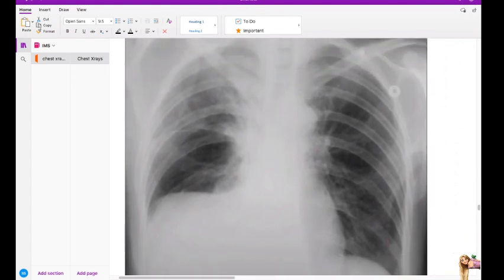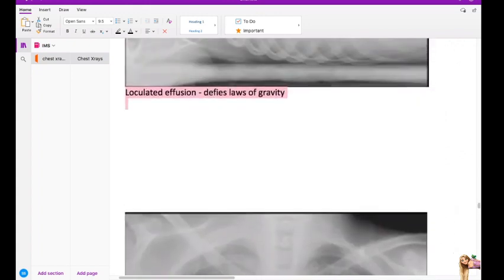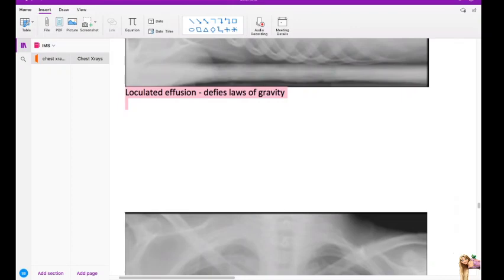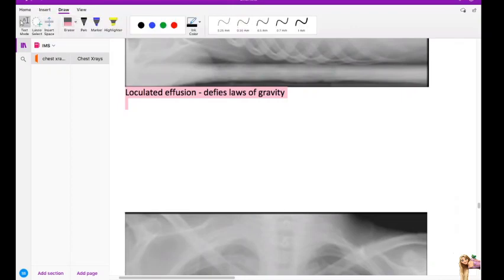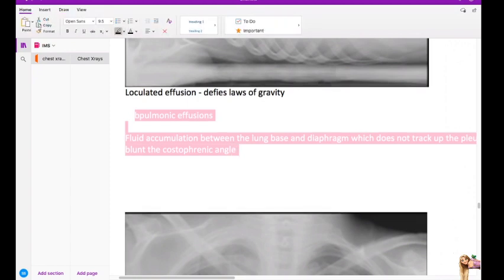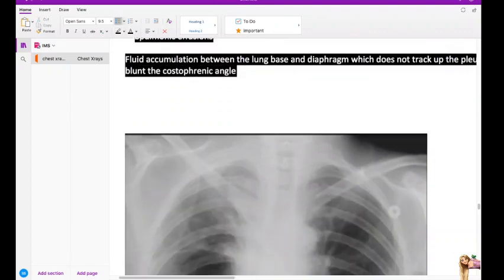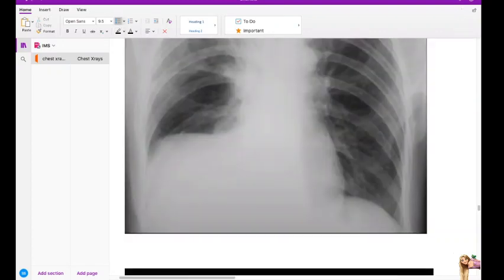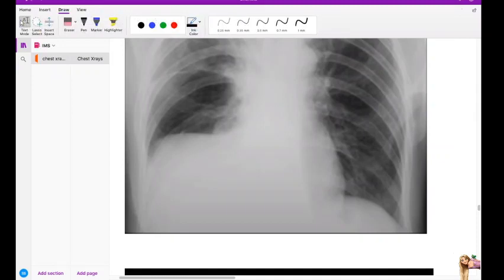Now there's something called subpulmonic effusion. I think Poco had asked some doubt about this a few days ago. Basically, a subpulmonic effusion is a fluid accumulation in between the lung and the pleura. So it's below the lung, below the lung base. If this is the lung base, it's below it, and it's above the pleura. So it won't form a meniscus sign over here. It does not form a meniscus sign like it's supposed to.